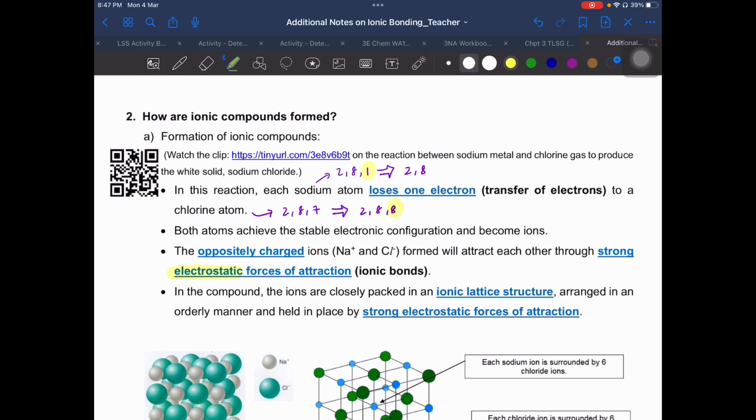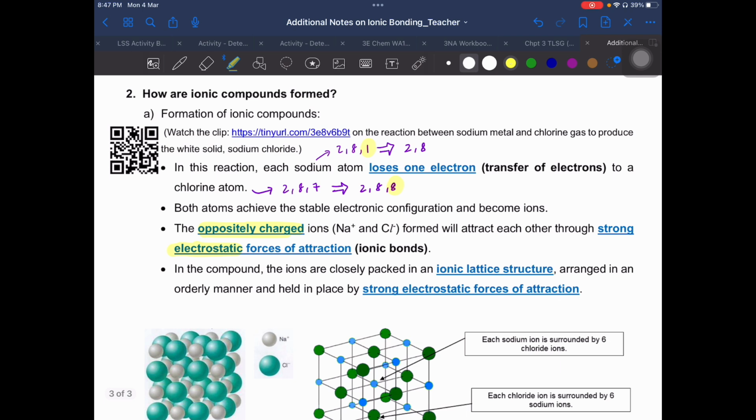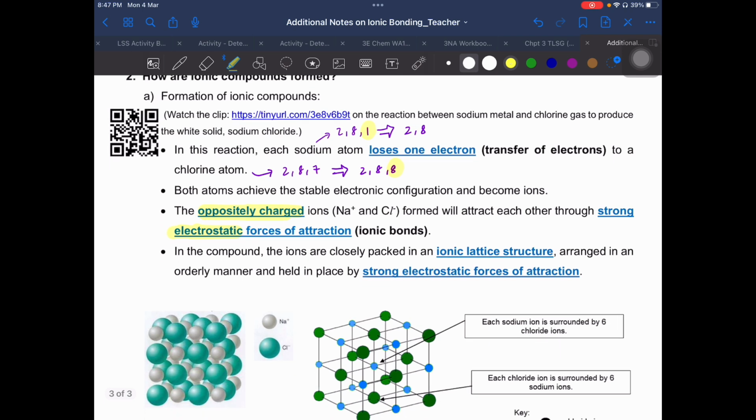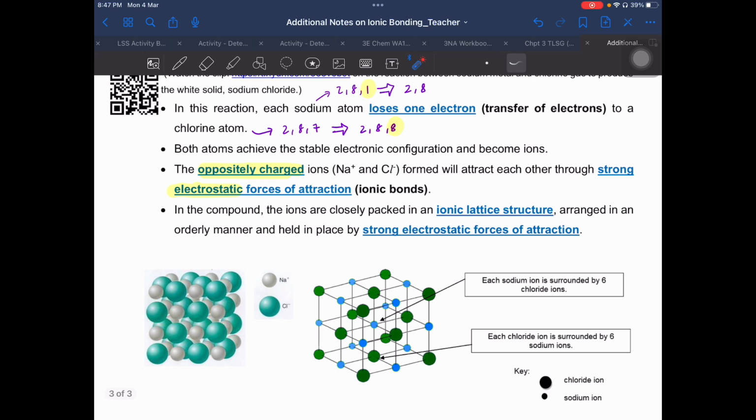It is between positive and negative charge. That's why it's called electrostatic. And it must happen between oppositely charged ions. That means it must be between the Na+ and the Cl-. It should not be between Na+ and Na+, right? That is like a north pole and a north pole. It should repel.